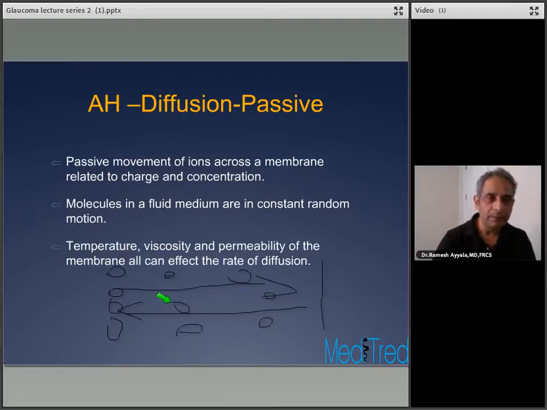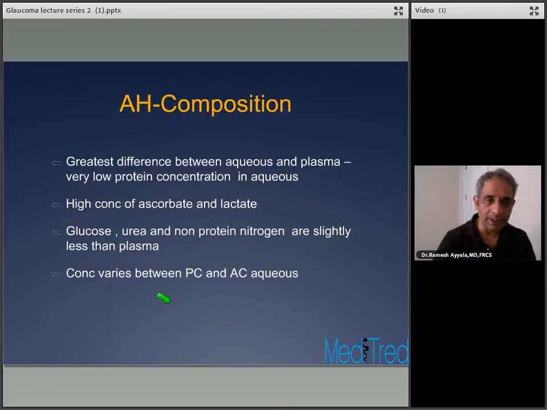So let me see if I have a slide to explain that. Okay, so here let's summarize the three ways of aqueous production: the active secretion, the ultrafiltration, and passive or diffusion, right? And so, like I mentioned at the very beginning of my conversation, how do we know, first of all, that there is active secretion going on in the human eye?